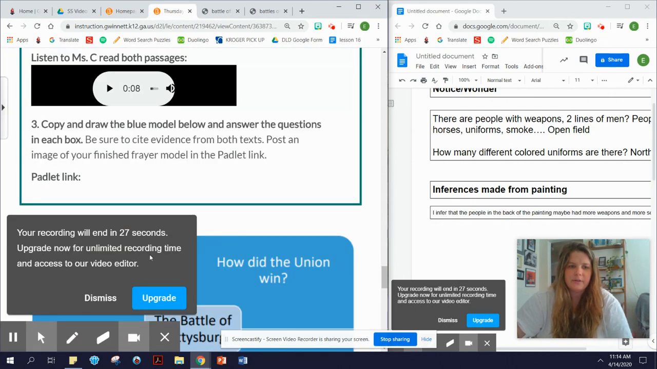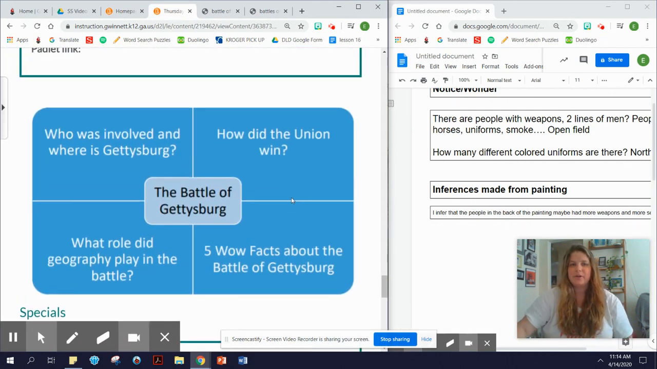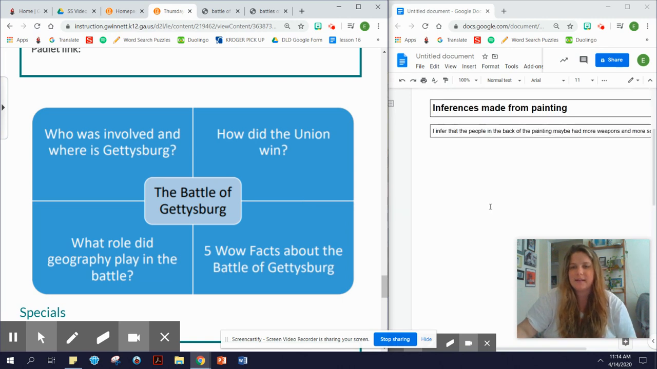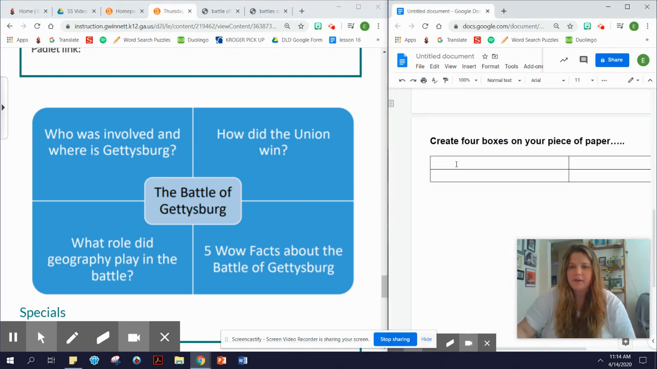Then on your piece of paper, you're going to create 4 boxes, just like I did over here. And you're going to answer each one of these questions from your reading in your box. For example, who was involved and where is Gettysburg? You would fill that out in the first box here. What role did geography play in the battle? How did the land help them in the battle? The geography, where they were. Fill that in here. How did the Union, the North, win? And then 5 facts.